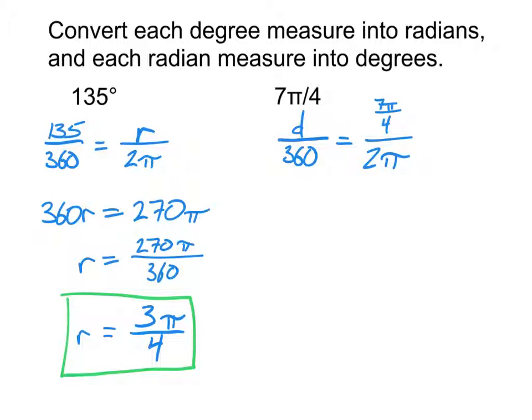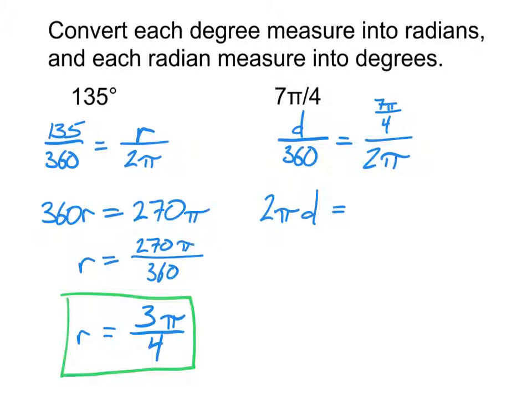All right, now we're going to cross multiply. Let's go ahead and do the easy one first. We're going to do d times 2 pi. That's just 2 pi d. All right, now we're going to be doing 360 times 7 pi over 4, which really you could just do 360 times 7 divided by 4 and get that answer.